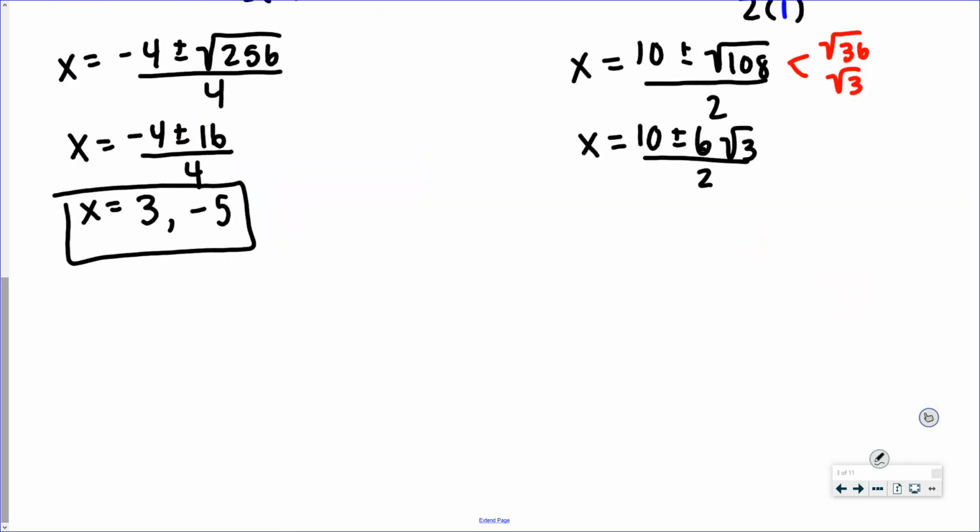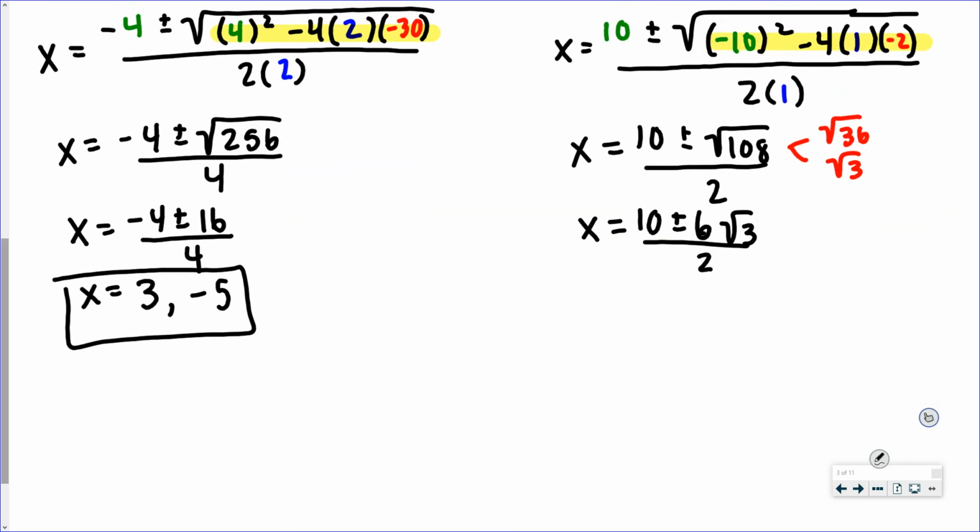All right, now since we have 3 terms in this fraction, 10's a term, 6 root 3 is a term, and 2's a term, you can simplify this as long as they all have a common factor. All right, so 10, 6, and 2 have a common factor of 2, right? So we can do 10 over 2 would reduce to 5 over 1, so 5. 6 over 2 would reduce to 3.